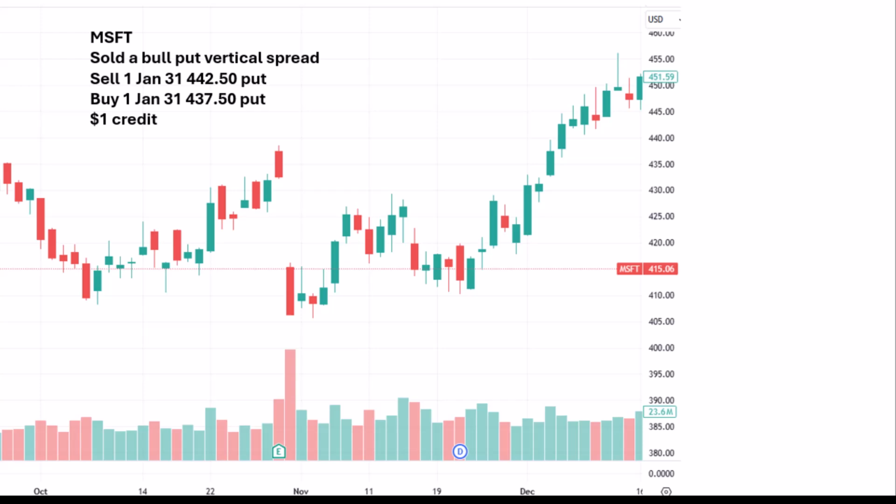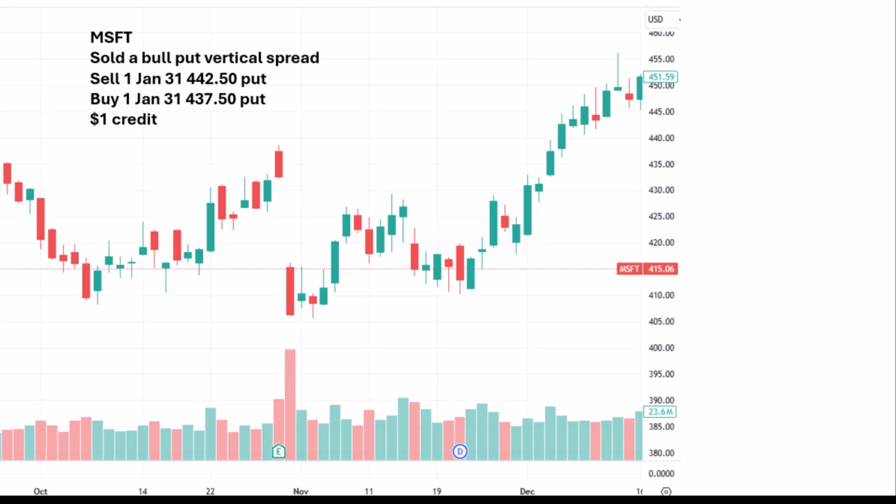So what the client did on Microsoft was sell a bull put vertical spread. A bull put vertical spread is a trade that you do when you expect the stock to stay above a certain level by a certain expiry date. Now it could drop below that level before expiry, but generally speaking, you're going to want it to stay above that level. You're going to receive a credit for that trade, and you're going to hope to collect the full credit on that trade.